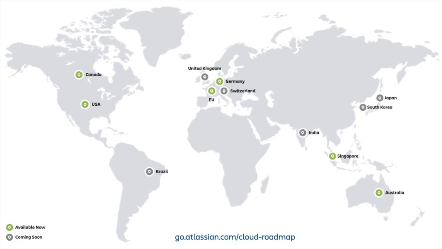Today, we have 6 regions, with 6 new regions coming soon. So we've got USA, Canada, Germany, EU, Europe, Singapore, and Australia. And shortly, we'll also support Japan, South Korea, India, United Kingdom, Brazil, and Switzerland. You can follow along more at the Atlassian Cloud Roadmap, but they will be coming within the next few months as well.